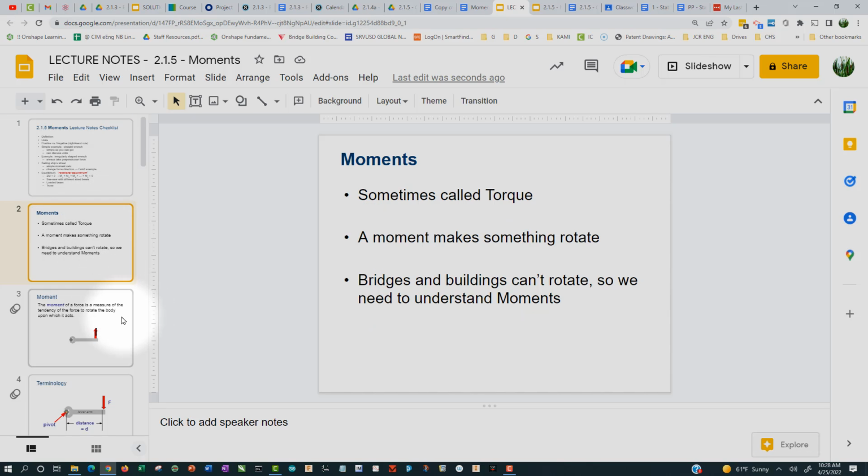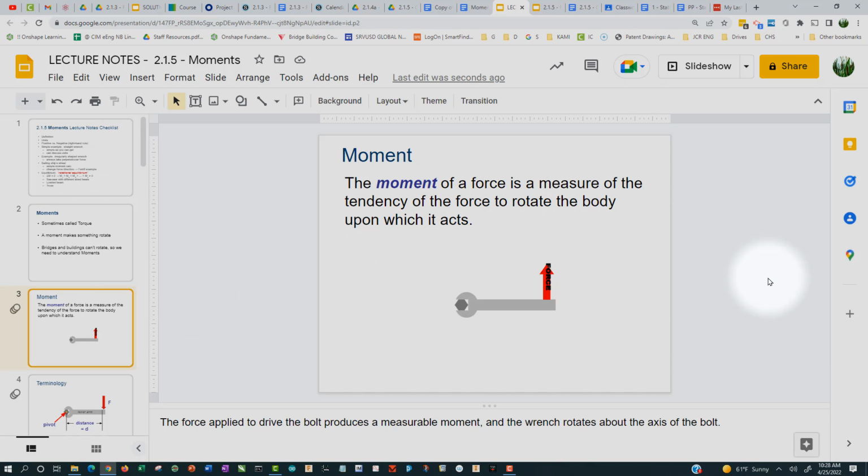First, a moment is a moment of a force. We have a force right here. A moment of a force is a measure of the tendency of the force to rotate the body. This is a wrench. I think all of us have probably used a wrench at one time or another in our lives. If you pull perpendicular to the arm of the wrench, then you're going to tend to cause rotation. And that is a moment.